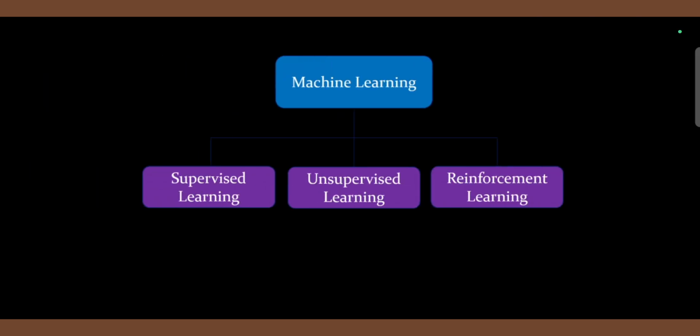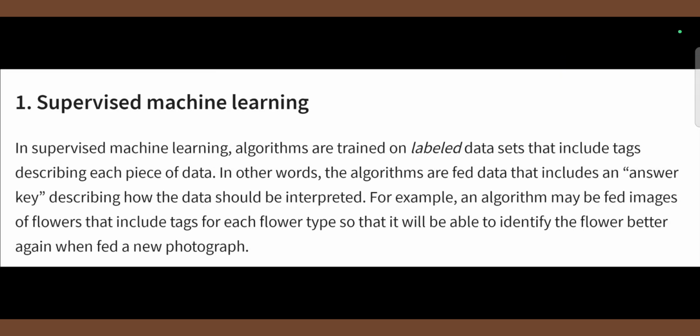There are basically three types of machine learning: supervised learning, unsupervised learning, and reinforcement learning. First is supervised learning. In supervised machine learning, algorithms are trained on labeled data sets that include text describing each piece of data. Means each and every data set has a particular label. In other words, the algorithm is fed data that includes an answer key describing how the data should be interpreted. For example, an algorithm may be fed images of flowers that include text for each flower type so that it will be able to identify the flower better again when fed a new photograph.